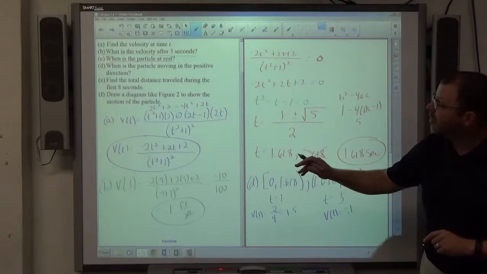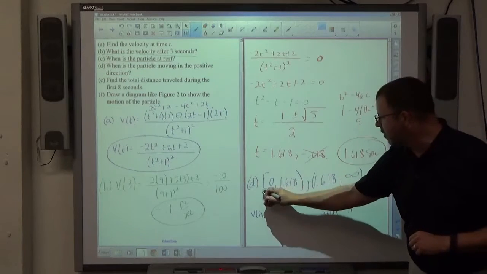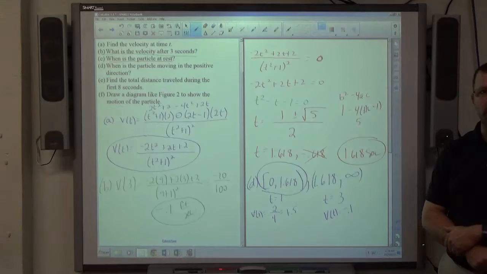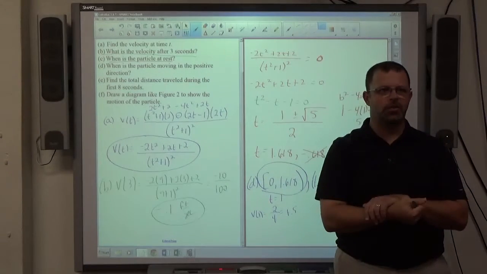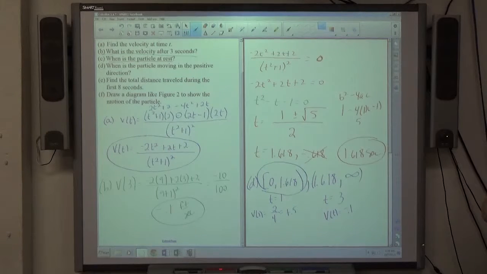As far as question D is concerned, when is it moving in the positive direction? The answer is from 0 to 1.618 seconds moving in a positive direction. So this thing starts off going this way, then turns back and goes the other way for the rest of eternity. Any concerns with parts A through D for anybody?